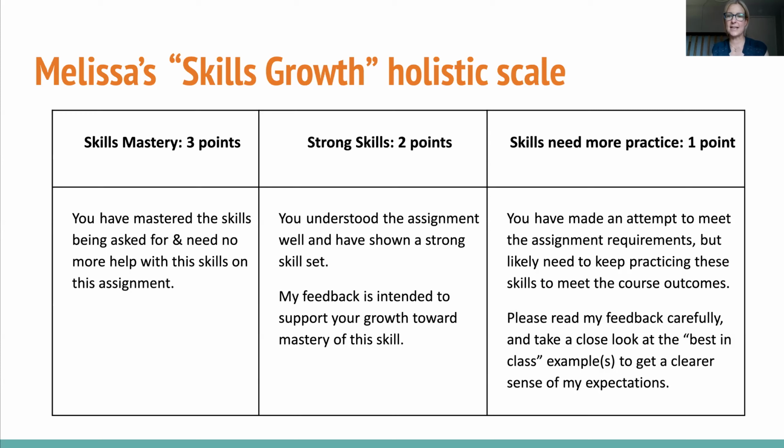And the growth-oriented part of it is down at the bottom, where if you look at the strong skills, it says my feedback is intended to support your growth toward mastery, right? And if you look at the needs more practice column, it says, look at my feedback and look at the best in class examples. So I'm referencing that and reminding myself of the intent to do positive modeling, so that this student could say, all right, I need more practice. What do the successful papers look like, right?